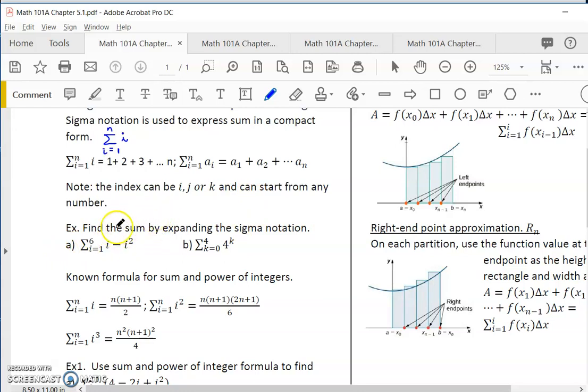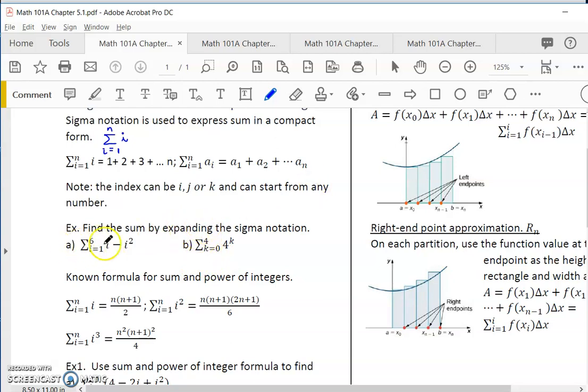Very often we start from 1 and go to a number, but technically for sigma notation you can start from anything. Look at this one, I can start from 0 and stop at 4. I can even start from 6 and then stop at 10. So it could be any number.